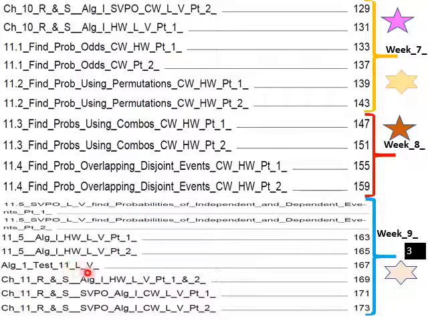And then we have a test here for Algebra 1, test 11. This test is after we do our review and summary, part 1, part 2. And we have 2 classwork sessions, and then a homework, part 1, part 2. And then we do our Algebra 1 test. And this is done during week 9.